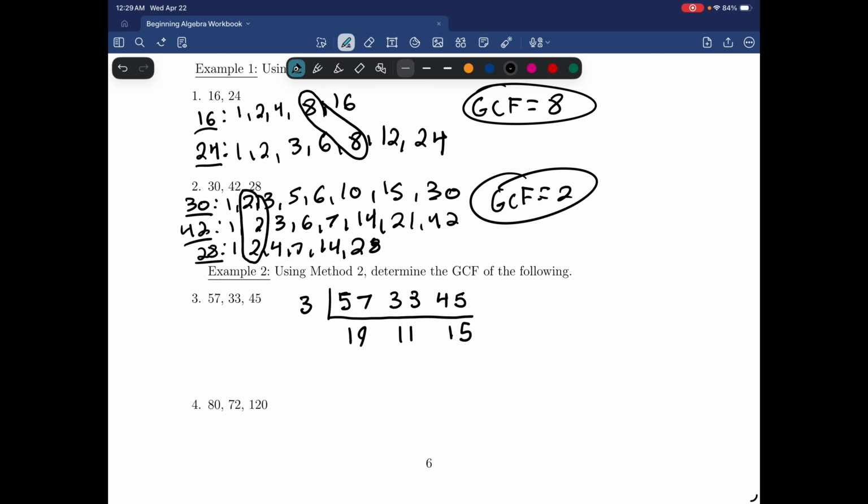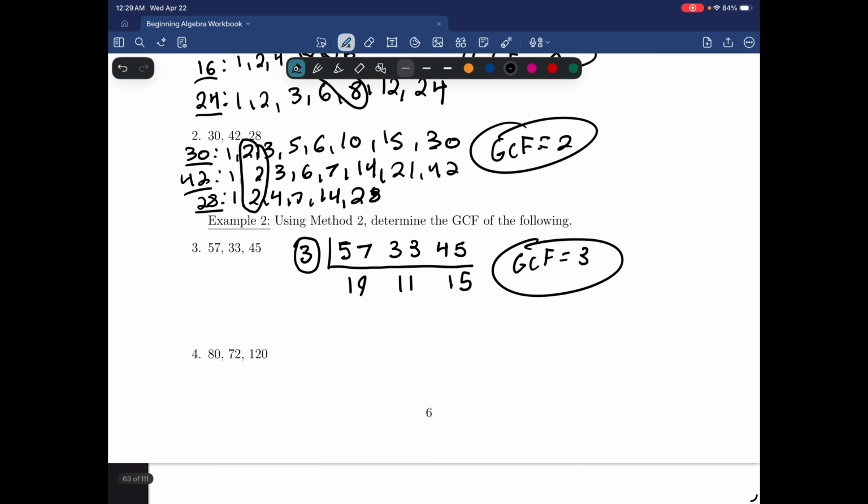And now once we get here, we have to ask ourselves, is there a number we can divide all 3 of these numbers by that will get us whole numbers? And the answer is no. We can't divide these numbers out any further. So in this case, our greatest common factor is whatever we have out on the side here, and it just so happens to be 3. So our greatest common factor is just 3.